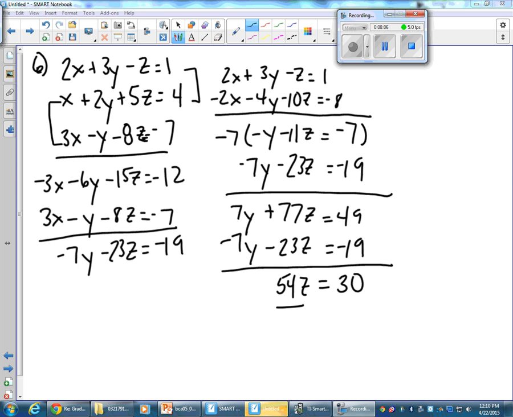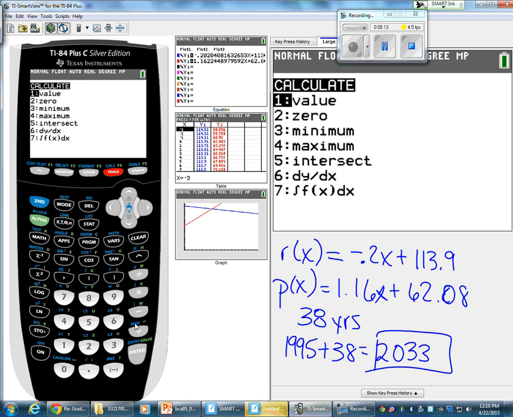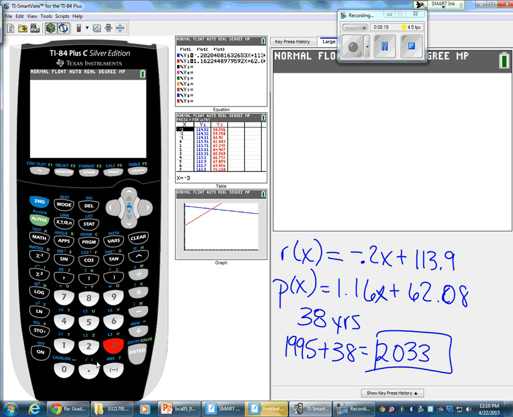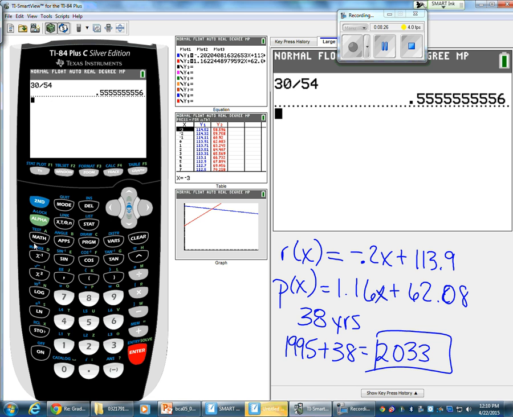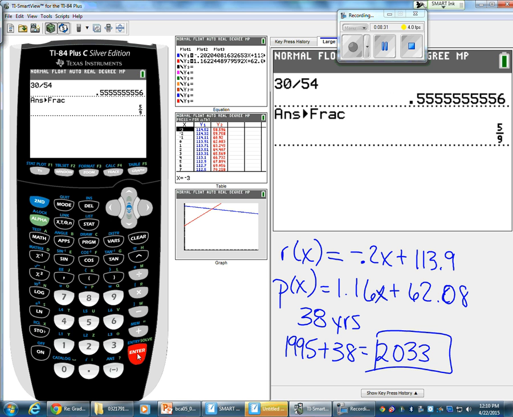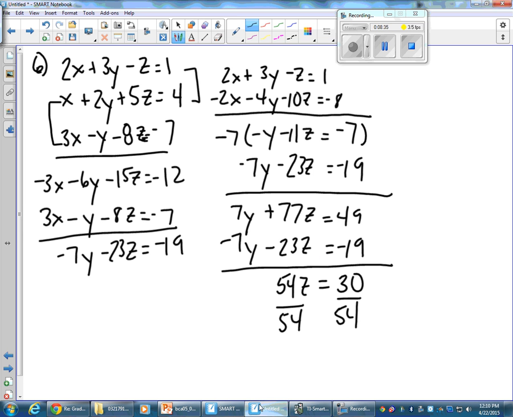Now when you divide 30 by 54 on your calculator, it's going to give you a decimal. So what you're going to want to do is change that to a fraction. 30 divided by 54 is 0.5 repeating. So what we want to do is write that as a fraction, and to do that, you just push math, enter, enter. My answer for z is 5/9. So z equals 5/9.